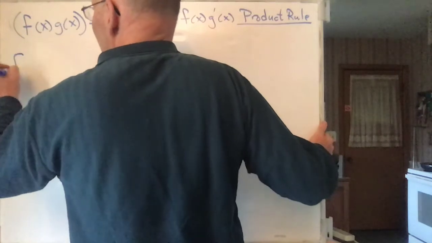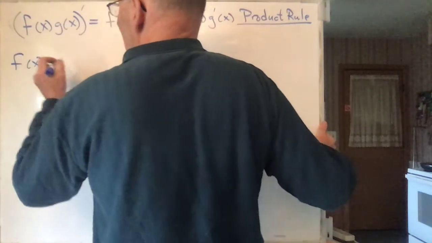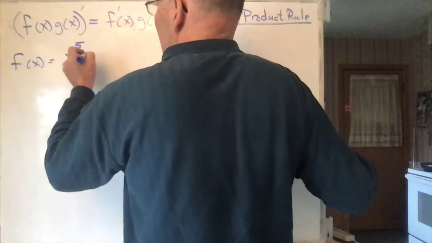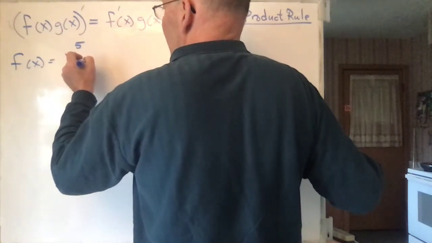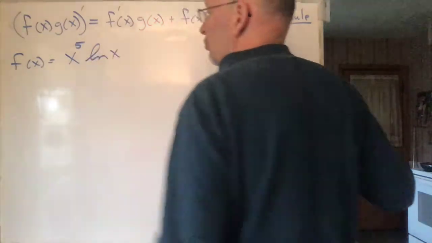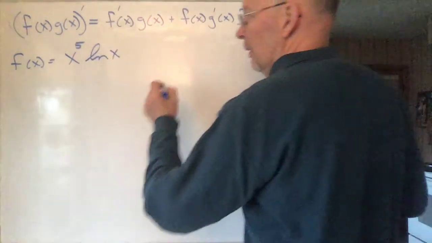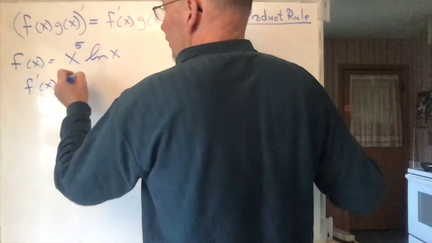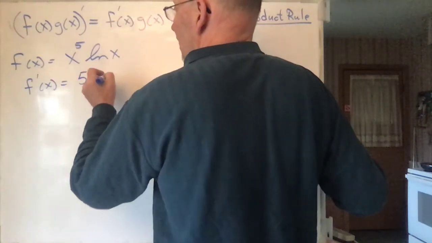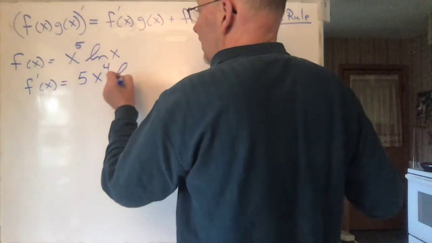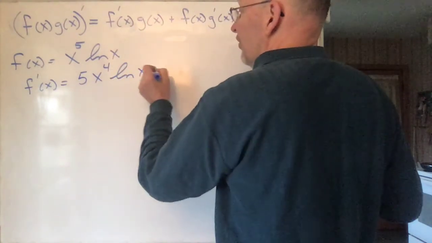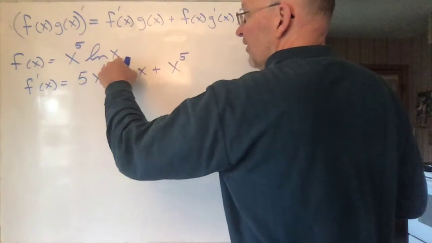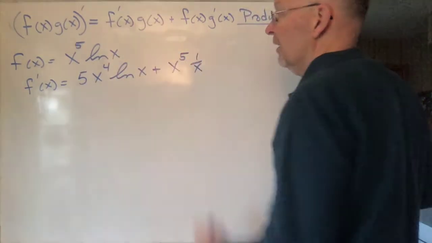Let's try f of x is equal to x to the fifth times the ln of x. Well, what would f prime of x be? The derivative of the first times the second plus the first times the derivative of the second. Derivative of the second, recall, is that.